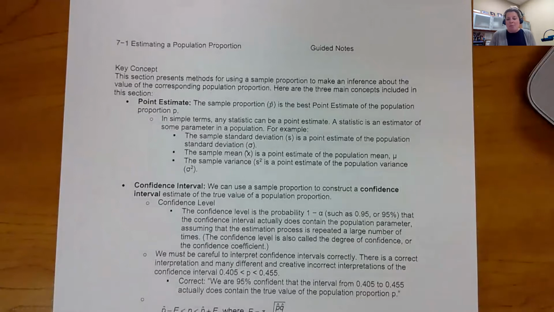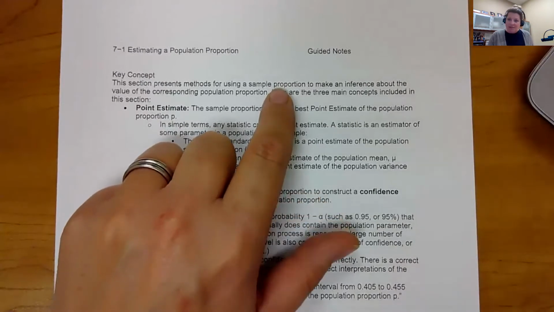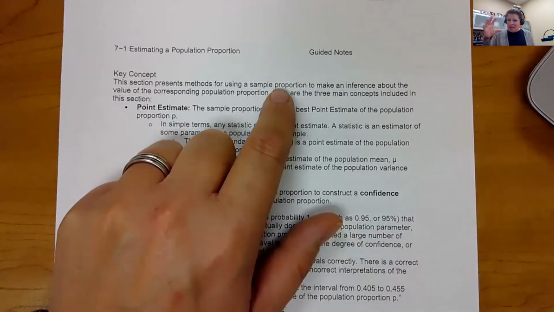So what is a proportion? It's saying so many out of so many, like 200 people out of 1,000 say they don't own a TV. So we're going to have some kind of proportion of information. And what we can do is use a sample proportion. So we get a sample, just like we've been talking about in a lot of our sections, and it's a sample proportion. And then we're going to take that information and make inferences about the whole population.